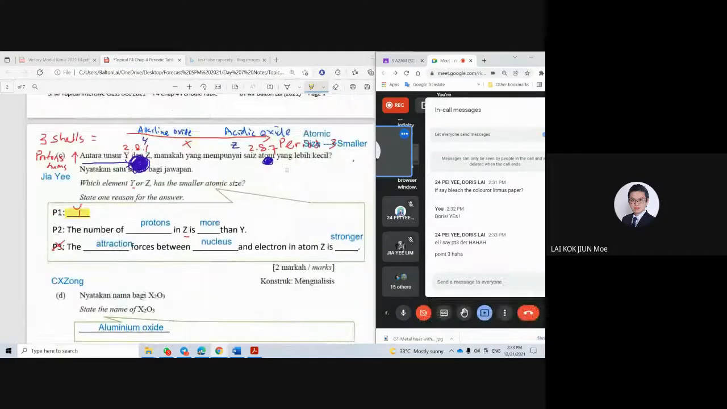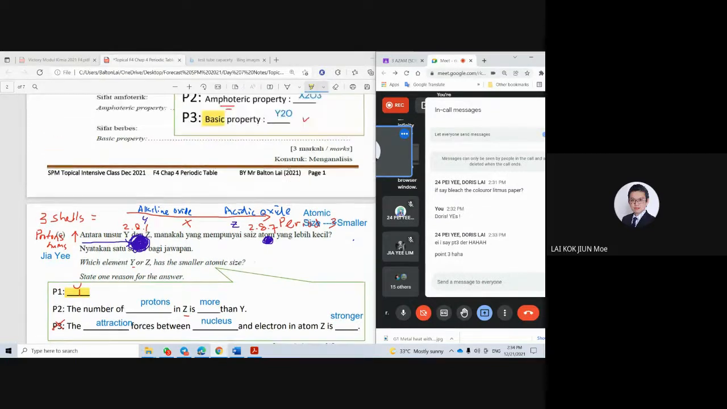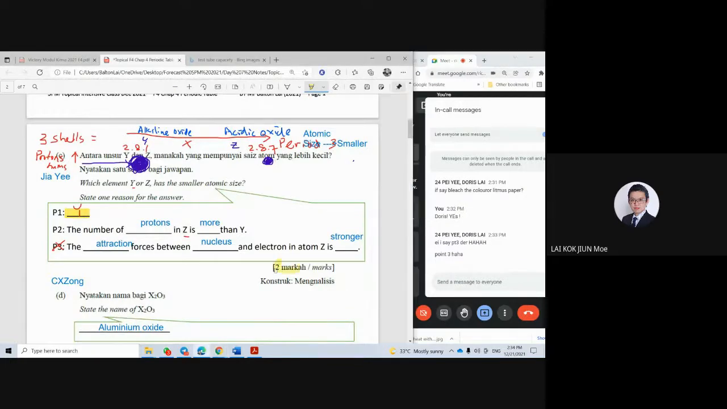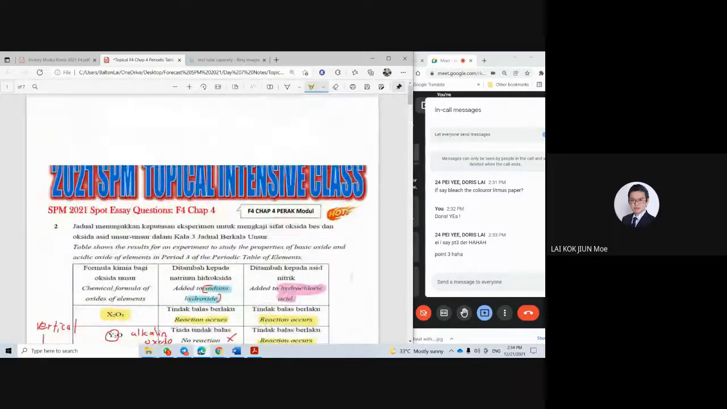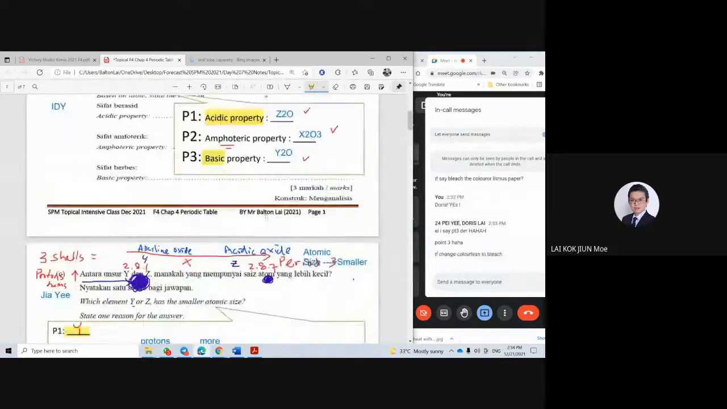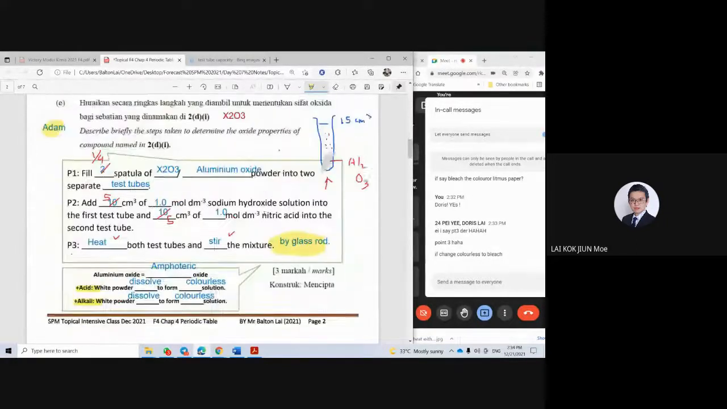Okay. Jia Yi's one, agree already with your answer. I think Jia Yi's one is perfect. 3 marks, I think no problem already. This 2 marks perfect, Jia Yi. You have to double check again. If change colorless to bleach, yes.